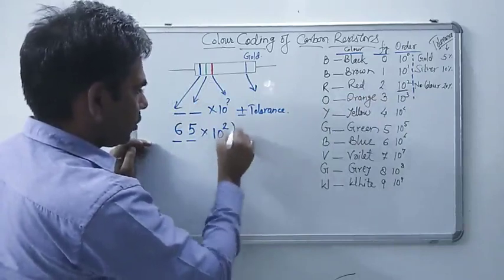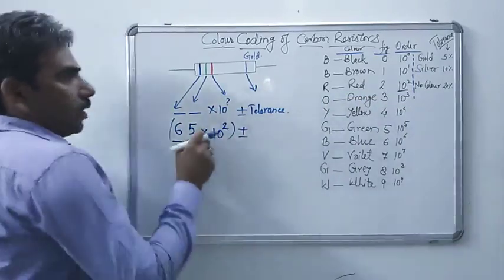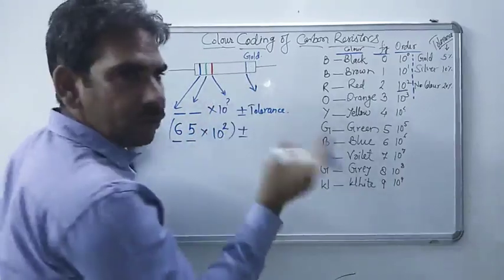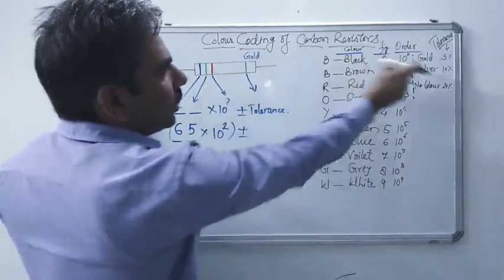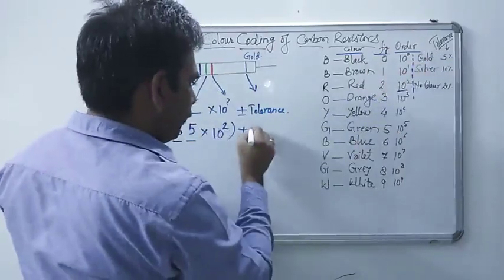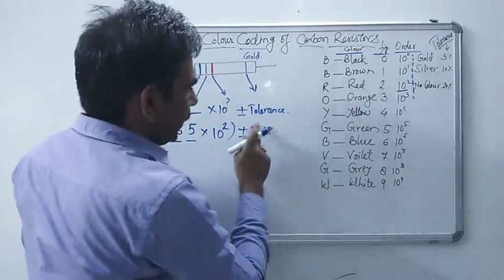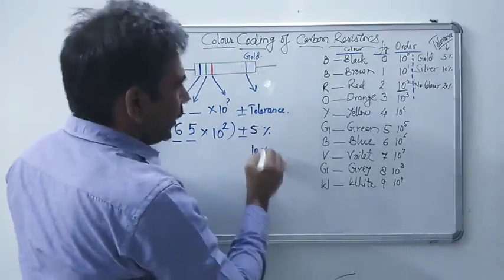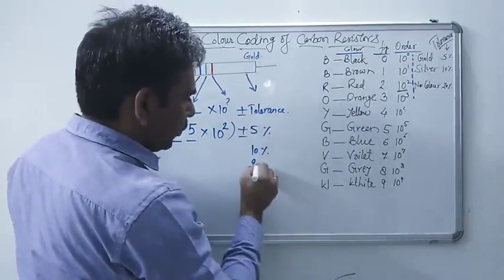And of course, there will be some tolerance, or we can say error. So if the fourth color is gold, I don't have any gold color, so I have just written gold over here. If it is gold, then that means its tolerance will be 5%. If it is silver, then it will be 10% here. And if there is no color over here, then it will represent the error to be 20%.